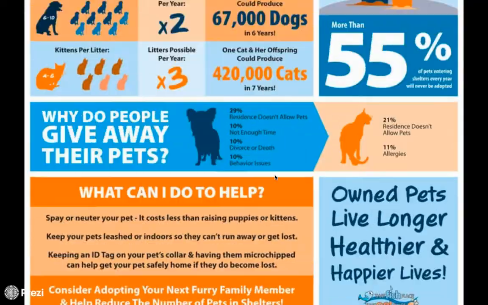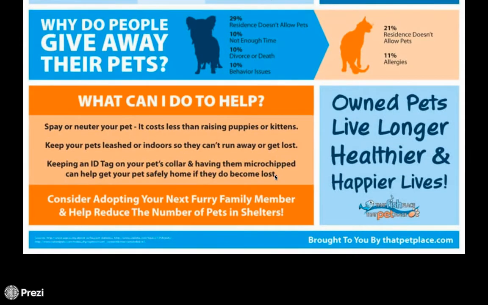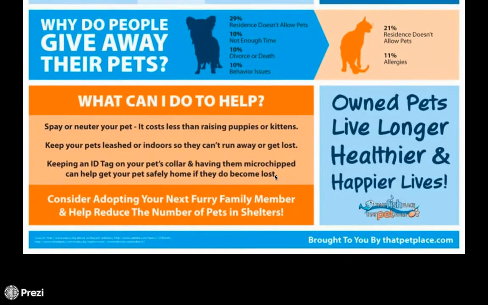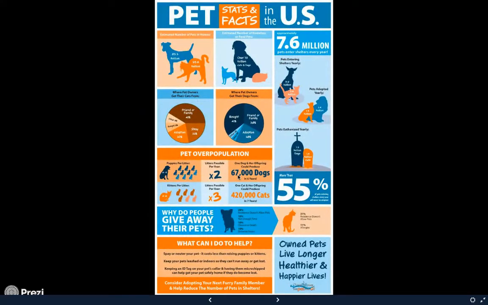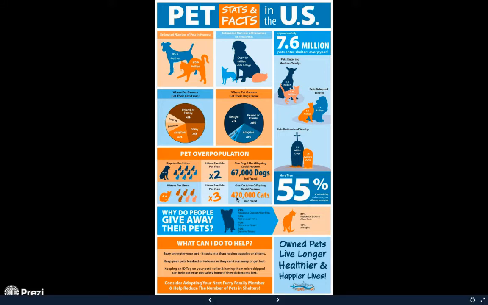The last thing is this plays out a narrative. I don't know if you're noticing that, but as we move through here, you're seeing, oh, well, here's the number of pets, here's how many go into shelters, here's where they're coming from, here's, if we go up to pet overpopulation, it's like, oh, well, dogs can have 2 litters, which means one dog and her offspring in 6 years can produce 67,000 dogs. However, a cat can produce 430,000 cats, 420,000.